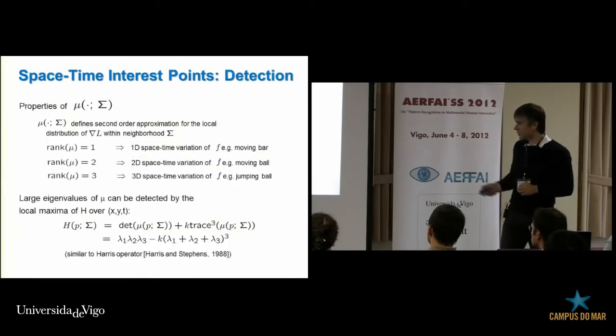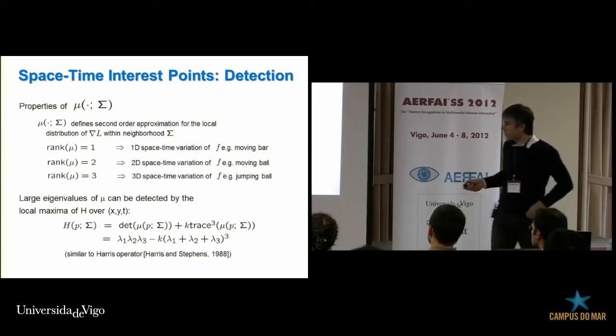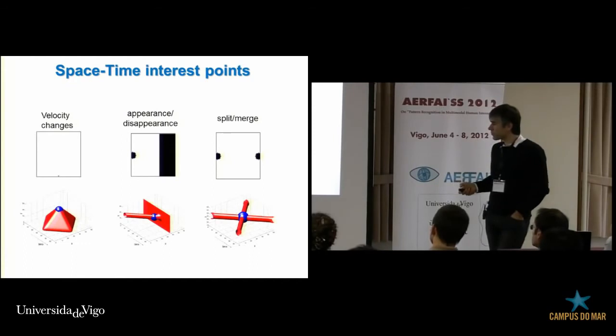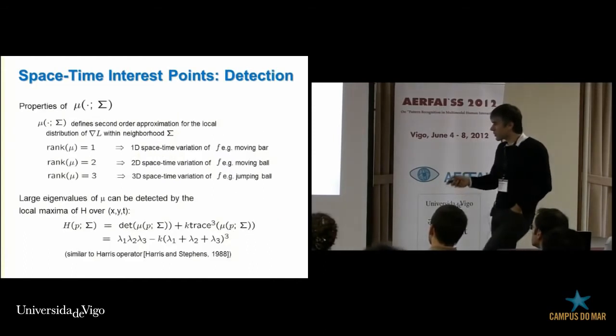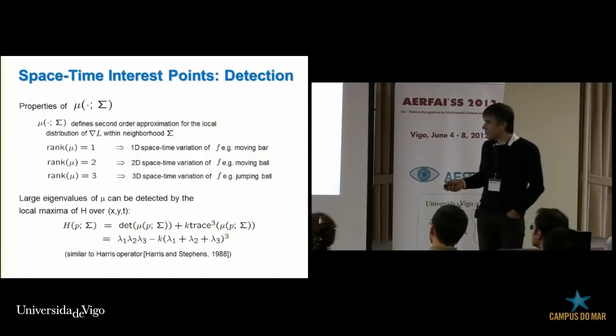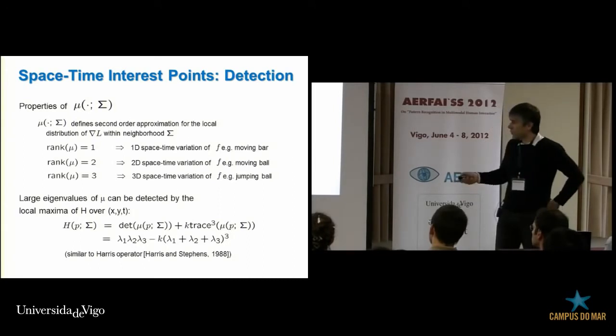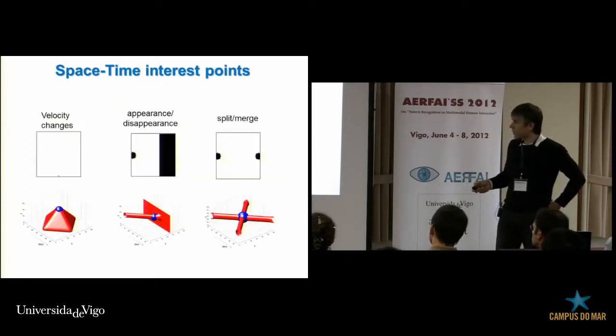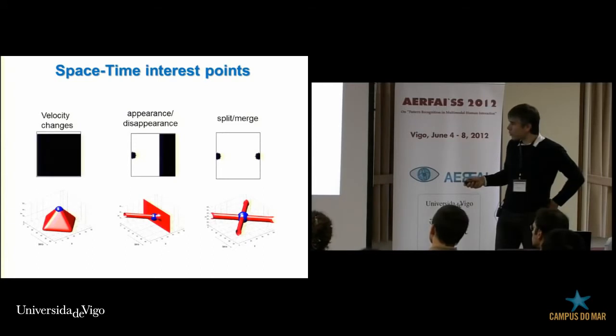Okay, so the form of the saliency function is like this. It's about the trace and determinant of this matrix, and I'm not going into details of this, but this function fires. If we maximize this function over space and time, then it fires at, for example, the blue points in the examples here in the videos.